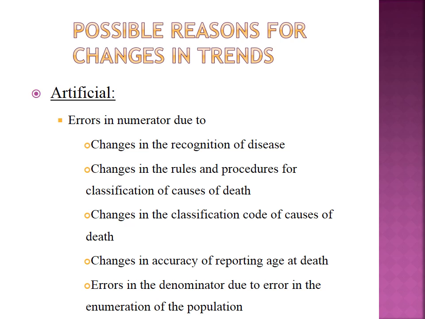It may be changes in the rules and procedures for classification of the cause of death, changes in the classification code of causes of death, changes in the accuracy of reporting age at death, and errors in the denominator due to errors in the enumeration of the population. If we don't have a properly enumerated population as a denominator, then we might get a different result.